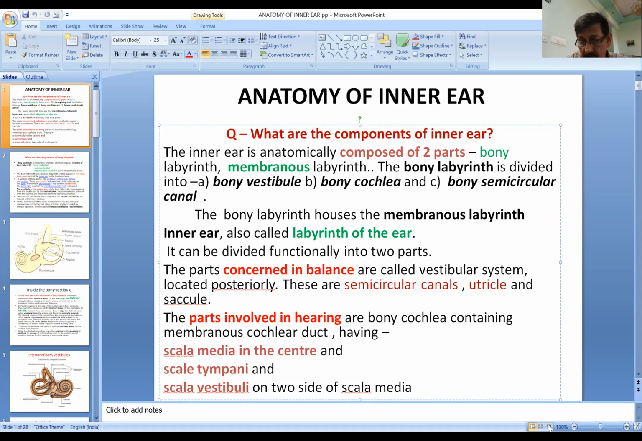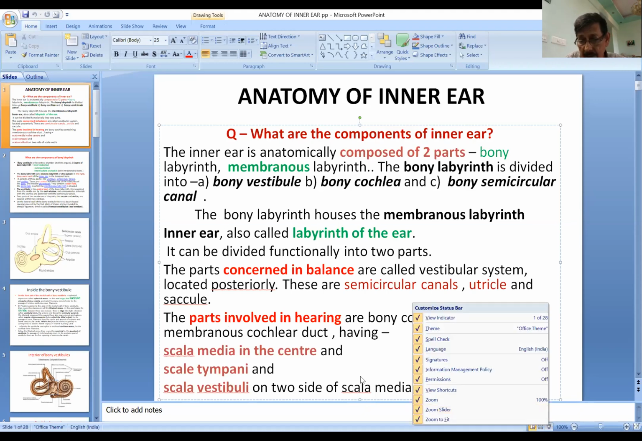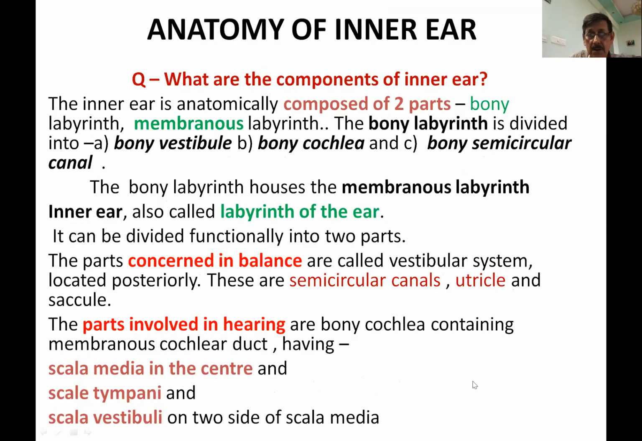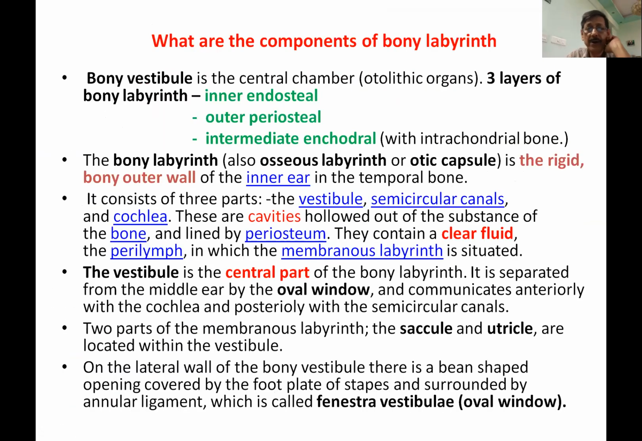Now, let's go to this. The components are the bony vestibule. There is an inner endochondral layer and the outer periosteal layer, and in between there is endochondral bone. So the thickness is there. The thickness in the outer aspect is harder. The bony labyrinth is rigid, and it is within the temporal bone.